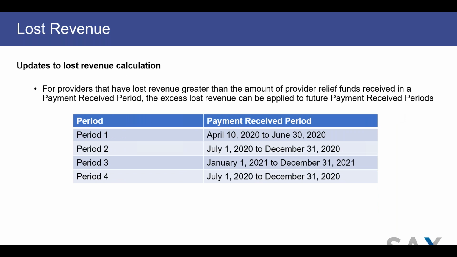And then one additional update to the lost revenue calculation. For providers that have lost revenue greater than the amount of provider relief funds received in a payment receipt period, that excess lost revenue can be applied to future payment receipt periods. So for instance, you're doing reporting on period 1, you receive, for example, 2 million, but you deem there's lost revenue of 3 million, that additional excess 1 million lost revenue can be applied to future periods. So that's another way they're trying to help you make sure that you're using these funds and don't have to return them.